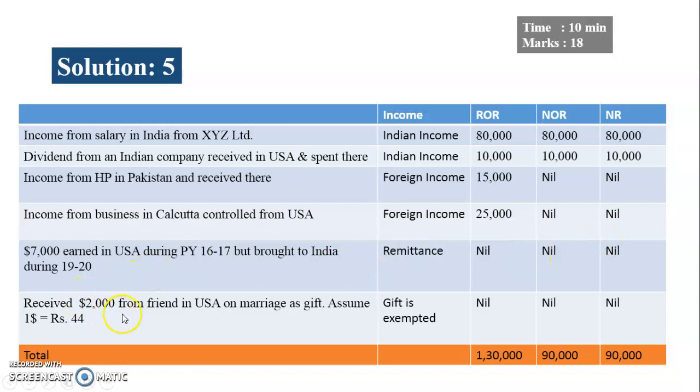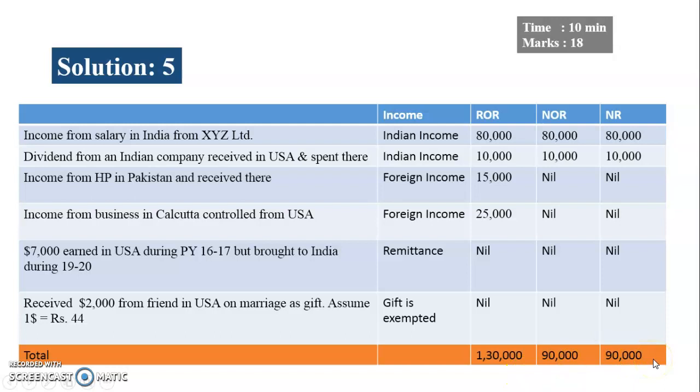Then received 2,000 from a friend in USA on marriage as a gift, and I have already told you that gift is exempted. I have just given you a brief that gift is exempted up to 50,000, but I have told you already that in marriages these are fully exempted, so nothing will be taxable. So in this case, the total will be 1,30,000, 90,000 and 90,000.